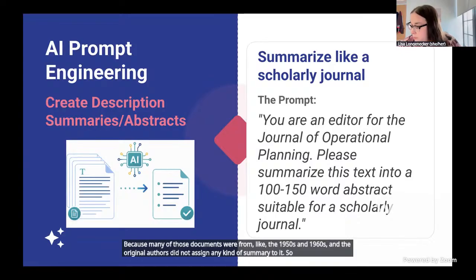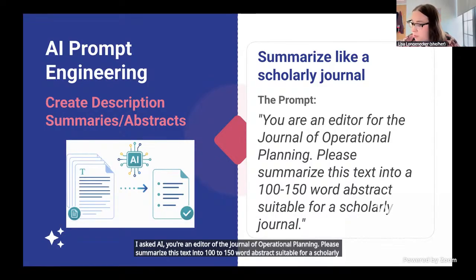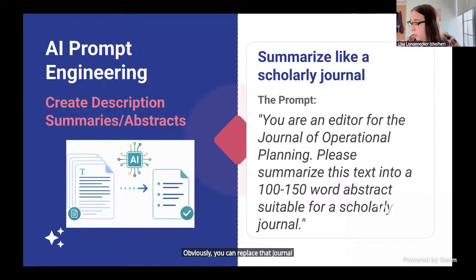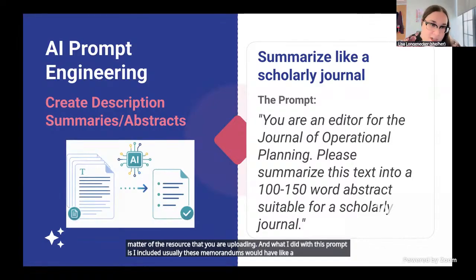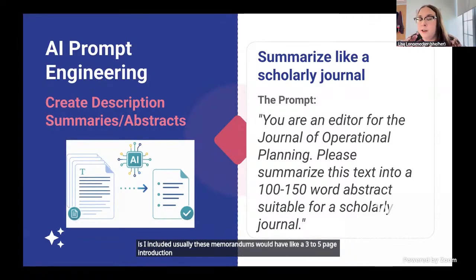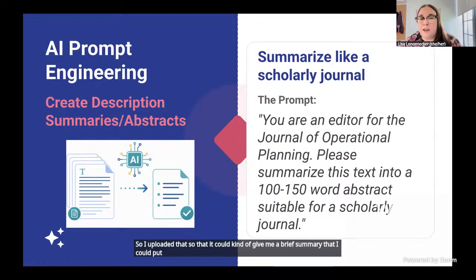So for this prompt, I asked AI, you're an editor of the Journal of Operational Planning. Please summarize this text into a 100 to 150 word abstract suitable for a scholarly journal. Obviously, you can replace that journal with one that's relevant to the subject matter of the resource that you are uploading. And what I did with this prompt is I included, usually these memorandums would have a 3 to 5 page introduction and a conclusion. So I uploaded that so that it could give me a brief summary that I could put into the metadata to give our users an idea of what the memorandum was about.